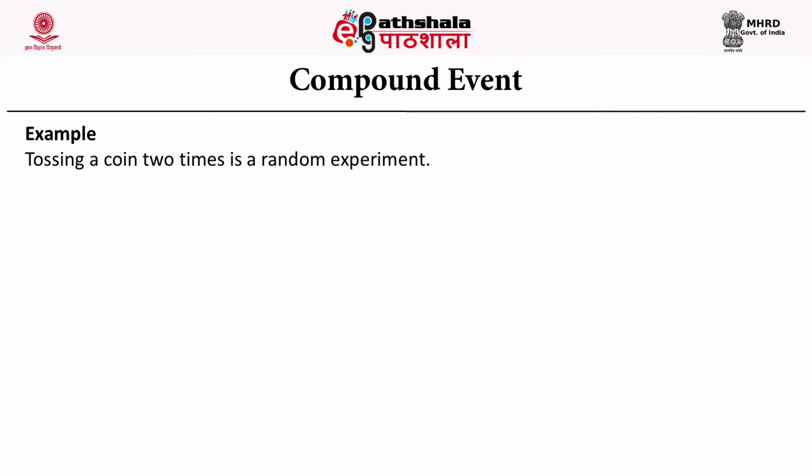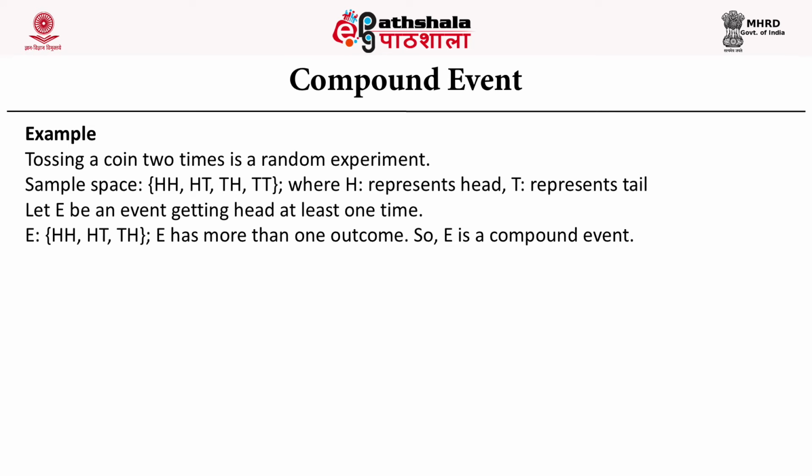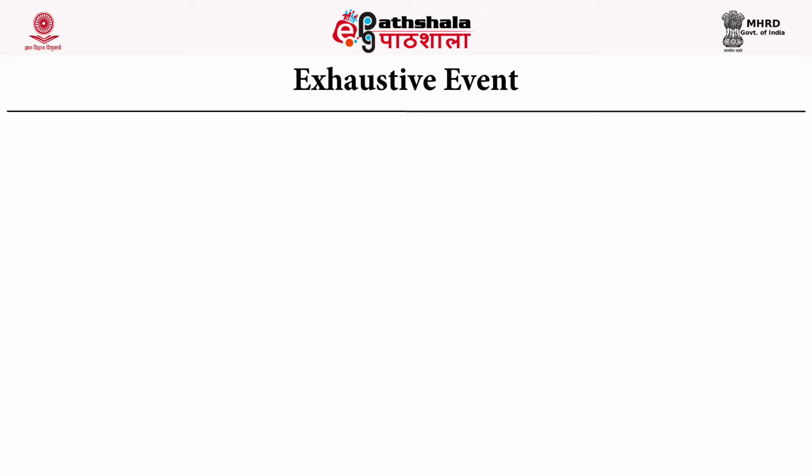Another example is tossing a coin 2 times as a random experiment, and the sample space is of this form. Let E be the event of getting head at least one time. Similarly, we get head at the first place, at the second place, and both times we will get head. So E has more than one outcome, so E is a compound event.